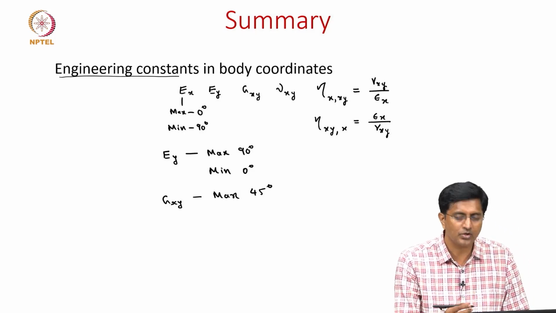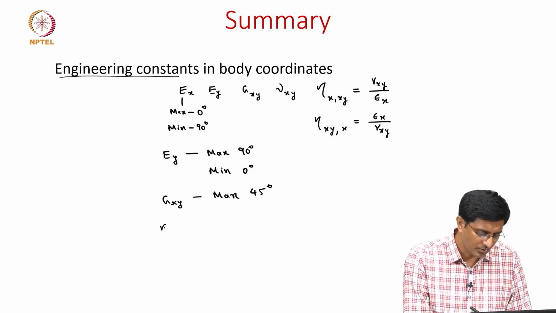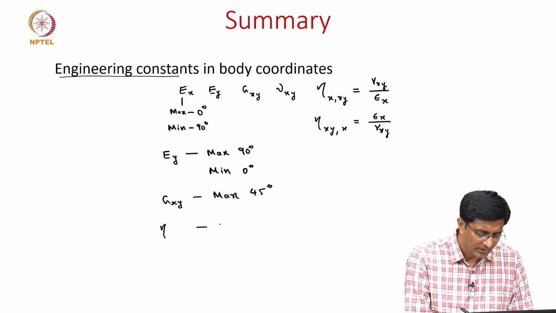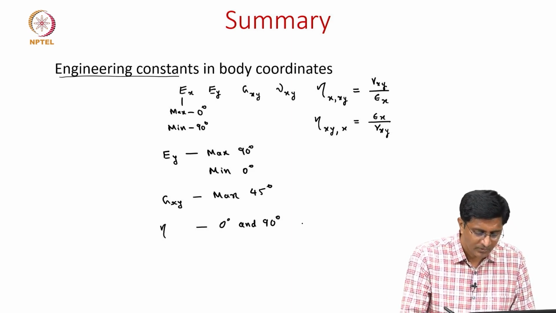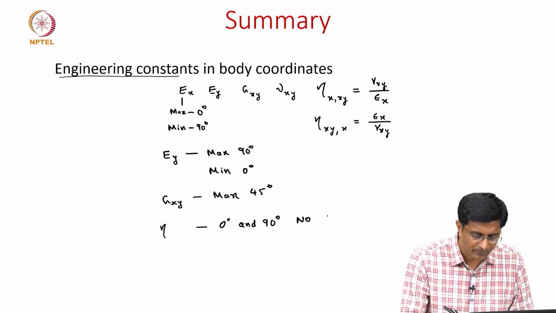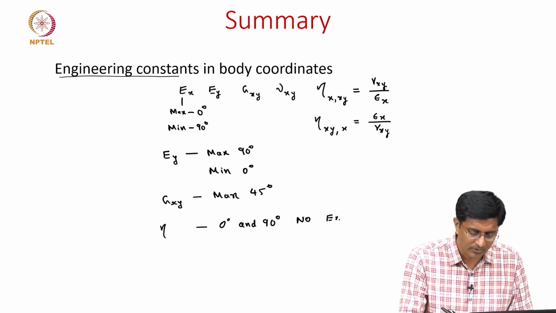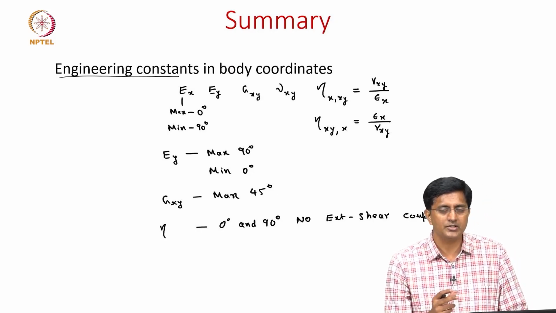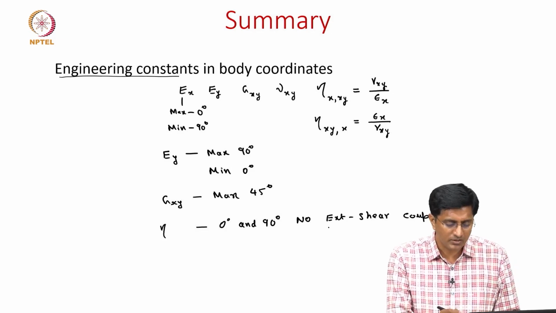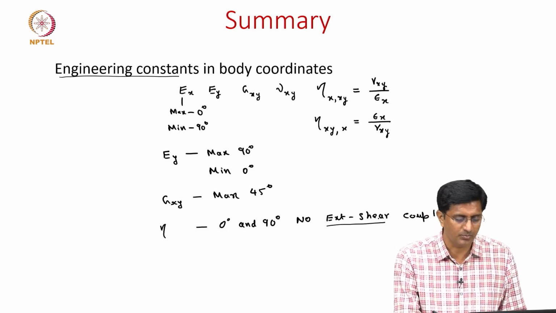And for this coefficient of mutual influence, we have shown that for angles of 0 degrees and 90 degrees there is no extension shear coupling. But at intermediate values between 0 and 90, we do have the shear strain, which means that we do have this extension shear coupling.